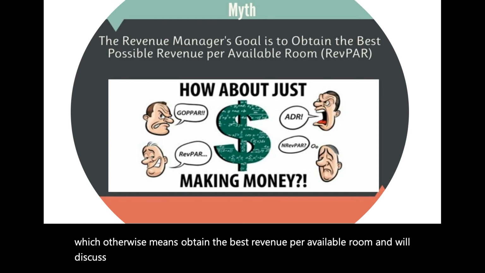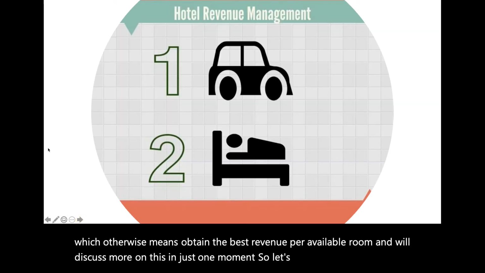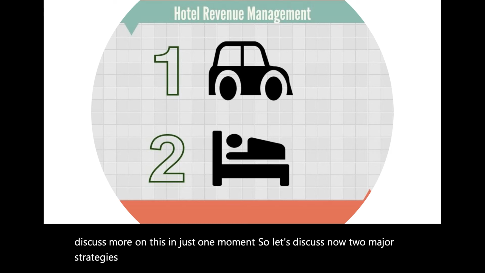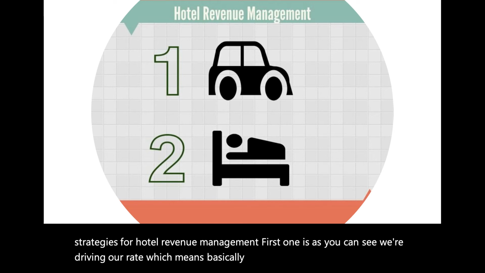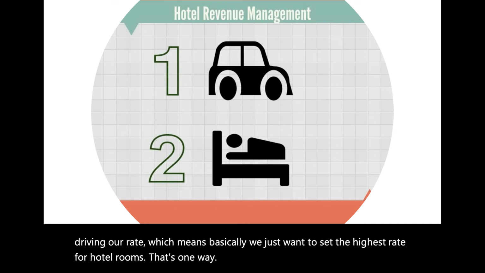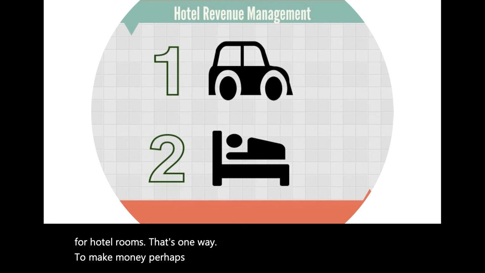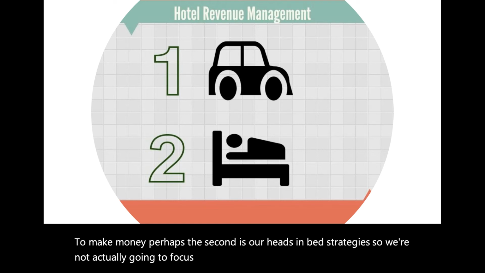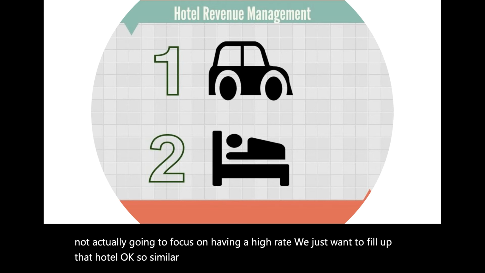So let's discuss now two major strategies for hotel revenue management. First one is, as you can see, we're driving our rate, which means basically we just want to set the highest rate for our hotel rooms. That's one way to make money, perhaps. The second is our heads and beds strategies. So we're not actually going to focus on having a high rate. We just want to fill up that hotel, similar to that occupancy strategy where we just want to have 100% occupancy.